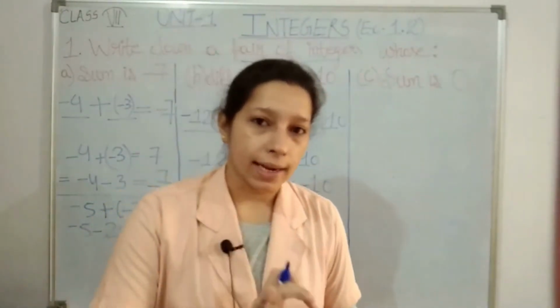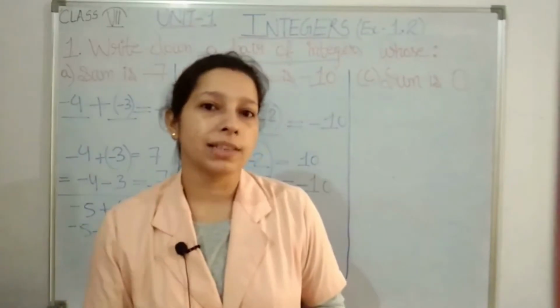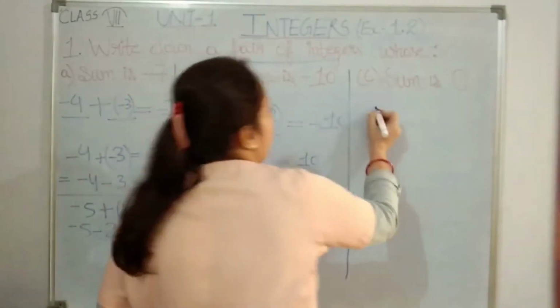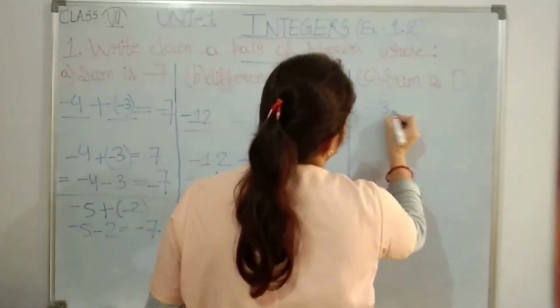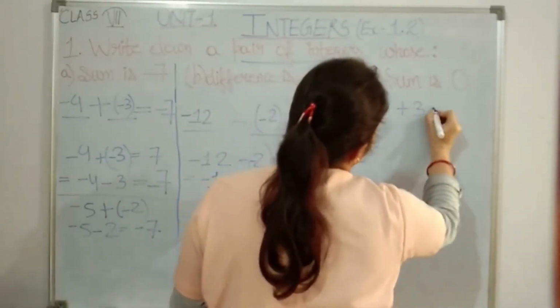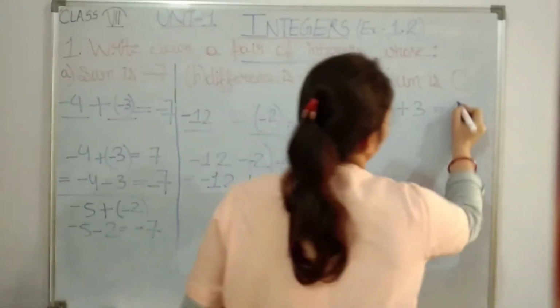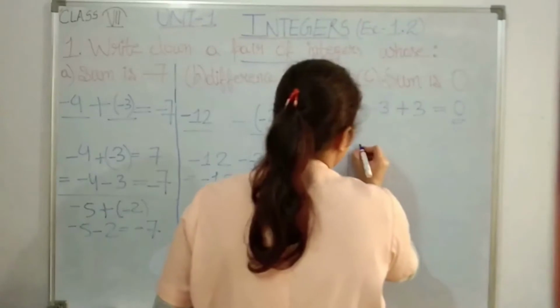Take one negative integer and the same integer as a positive one. You are going to get 0. Means minus 3 plus 3. So students, minus 3 plus 3, you are going to get 0. Many other pairs can be there.